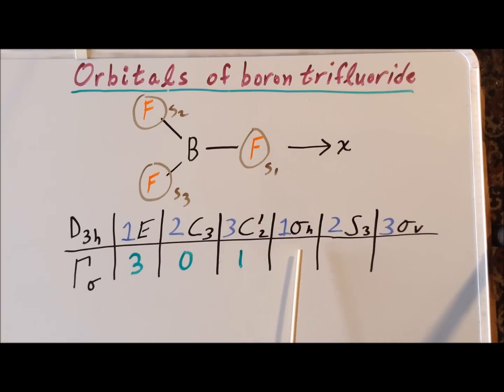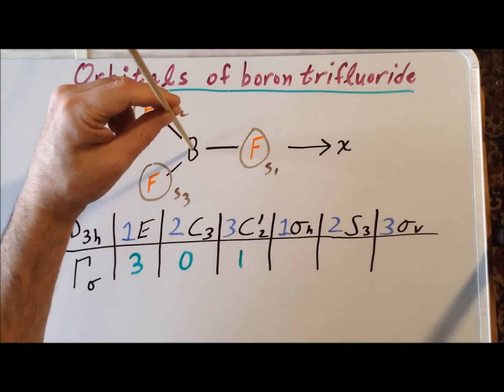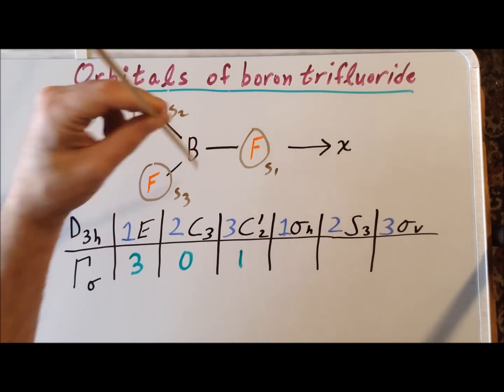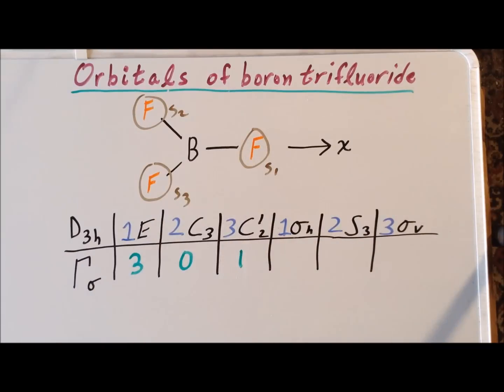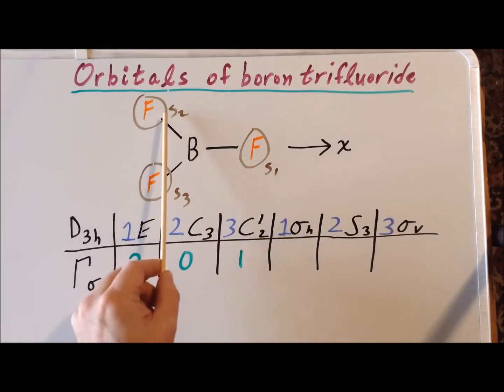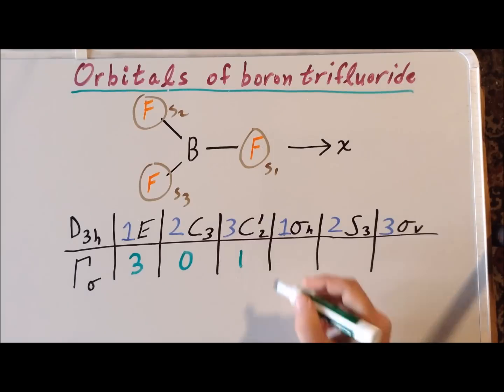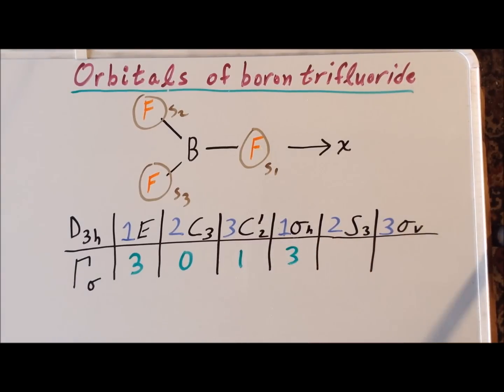Our next symmetry operation is sigma h. This is a horizontal mirror. So our high order rotation axis for D3h in this particular case is coming perpendicular out of the whiteboard. So perpendicular to that, normal to that, is the plane of the whiteboard. So our mirror here is the plane of the whiteboard. So that reflects S1 into S1, S2 into S2, and S3 into S3. So since they all stay where they were, our character here is going to be a 3.